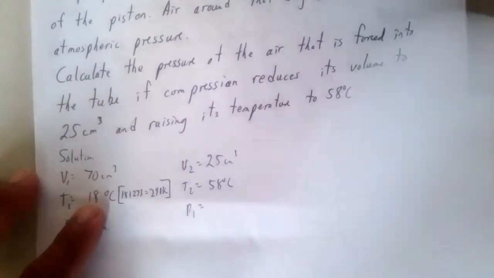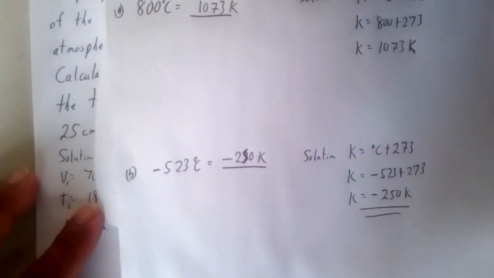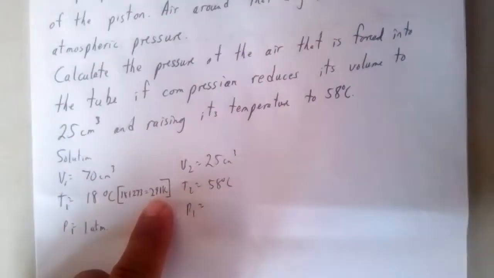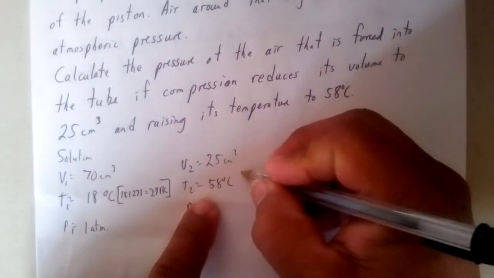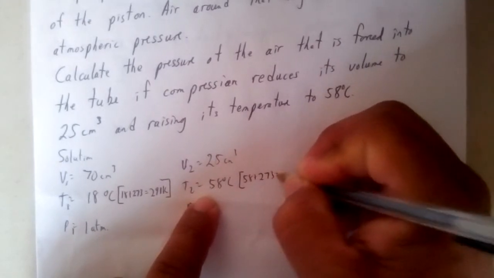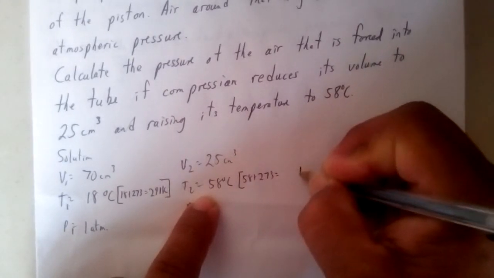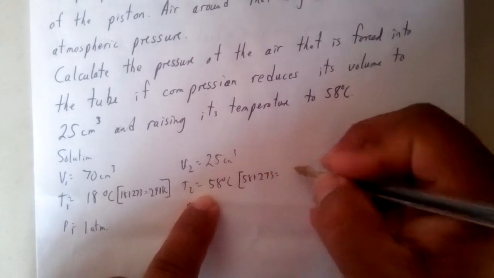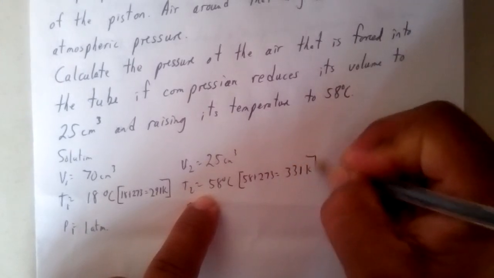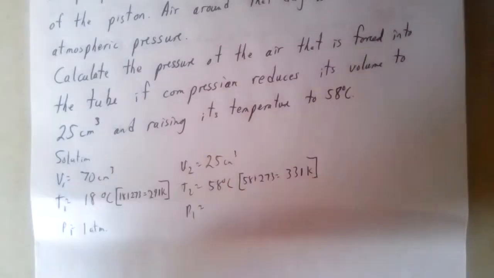Remember the steps here: Celsius to Kelvin, so that's what we do. We must do that same thing on the other side. We take 58 plus 273 equals 331 Kelvin. So we have temperature, we have volume, and so forth.